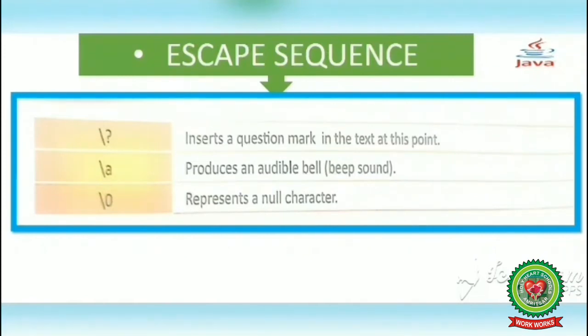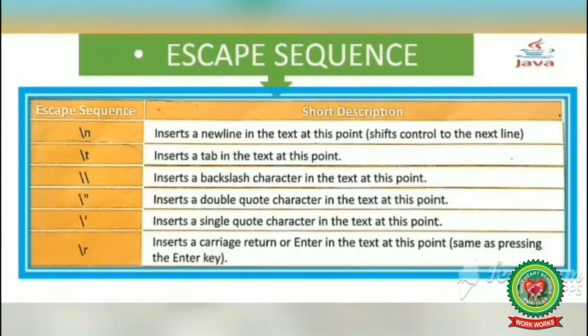Slash a produces an audible bell, that is a beep sound. When you want to insert any kind of sound in your program, you will write slash a. Next is slash 0. It represents a null character, meaning when you want to print no character on the screen, you will print slash 0. Clear, students? So these are the different escape sequences that we have discussed with their definitions.